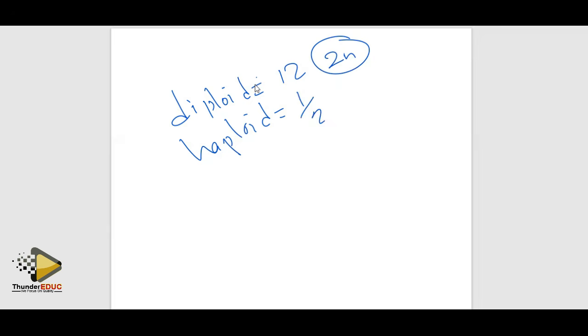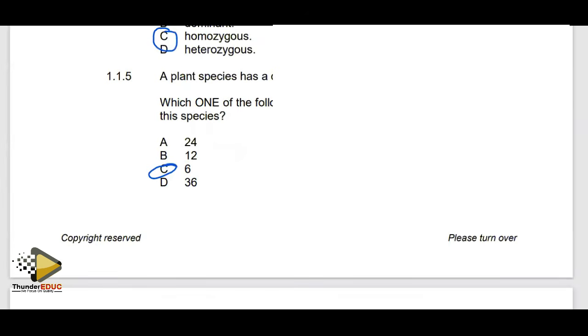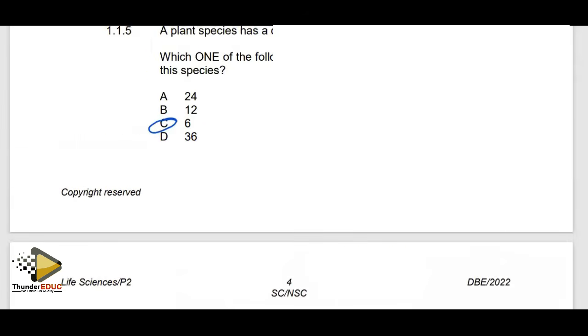diploid means 2, and haploid means 1. If the diploid number is 12, this means 2 sets of chromosomes. Haploid means half, so half of 12 is 6. So 1n is going to be 6. So when we come back here, we shall see that the number of chromosomes from 12, half of 12, is going to be 6. So the answer is going to be C.